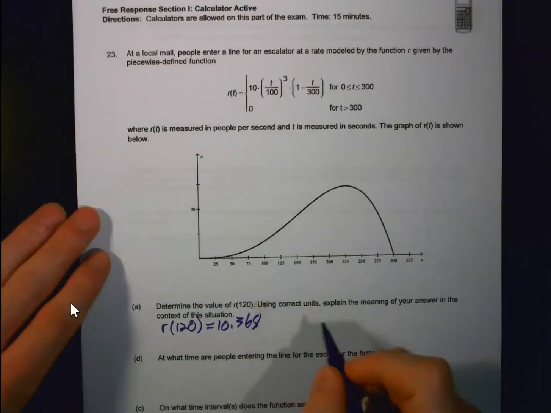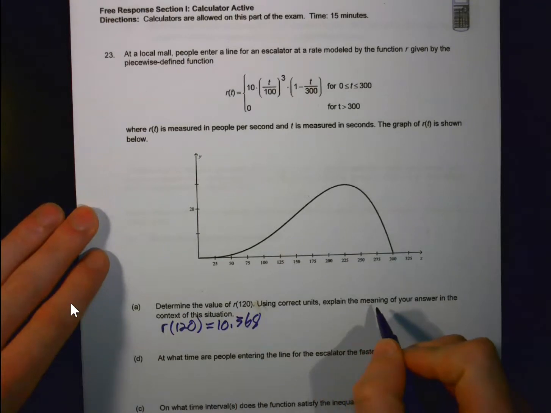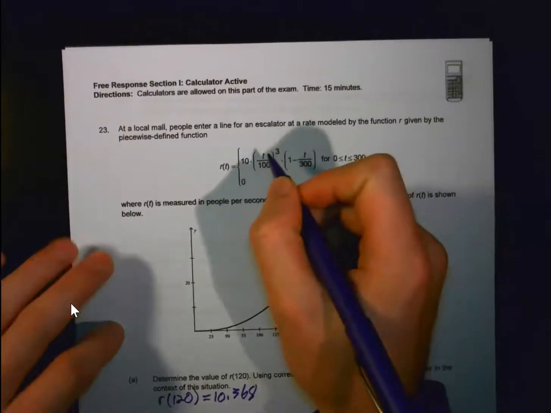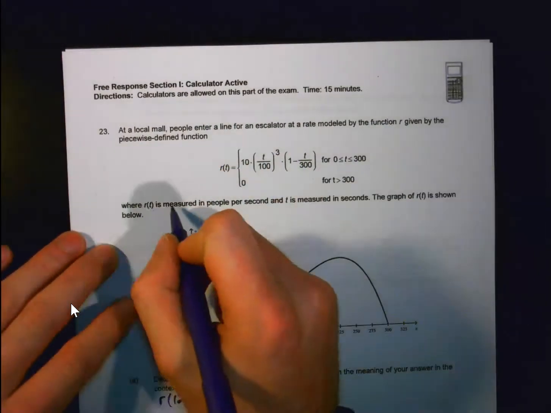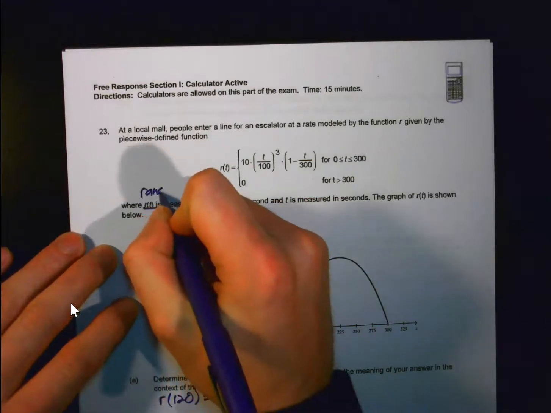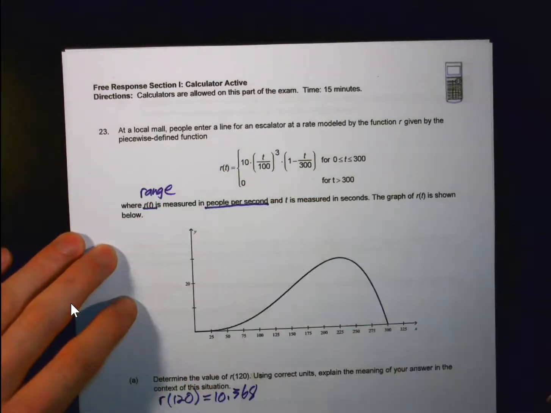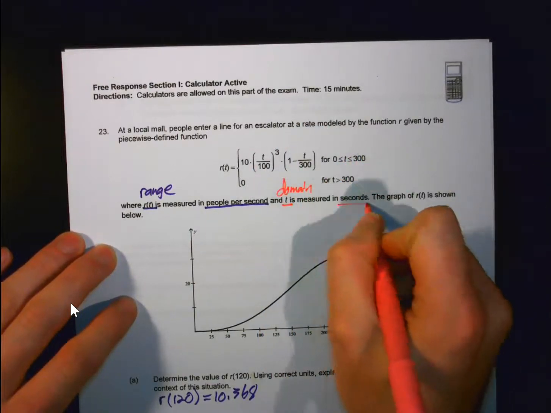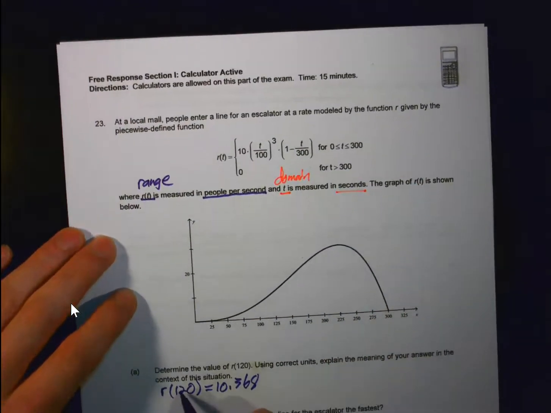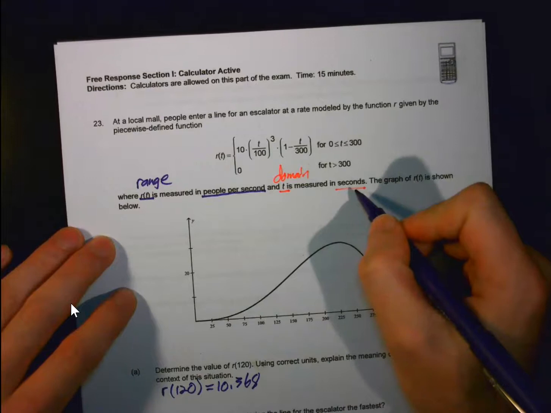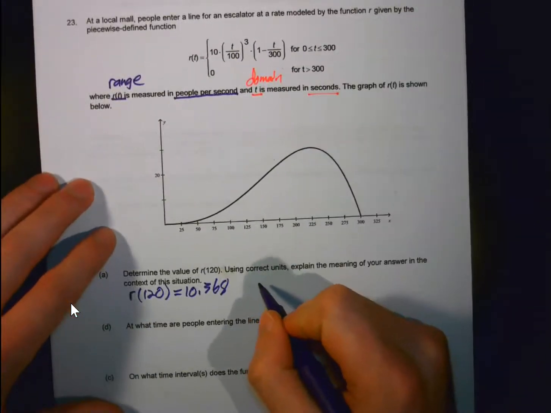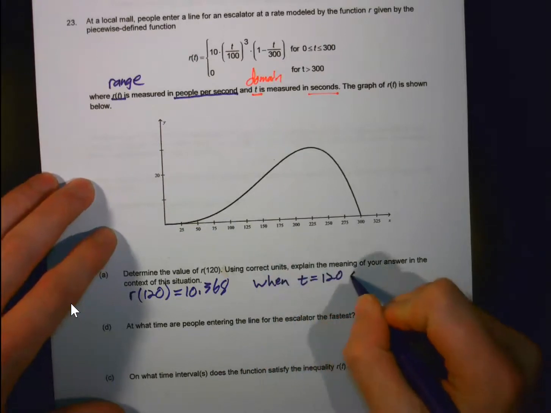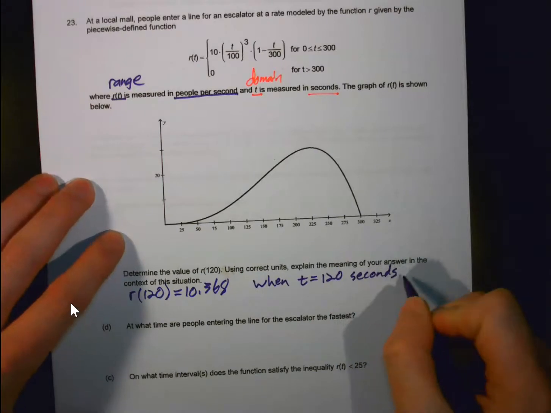And let's come back and finish the problem that says using correct units explain the meaning of your answer. The 120 right here is my domain value. R of t, the range, is measured in people per second, and t, the domain, is measured in seconds. Since the 120 is the domain value, that's talking about seconds. So when t equals 120 seconds, what's happening then?